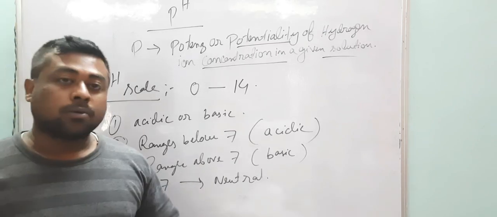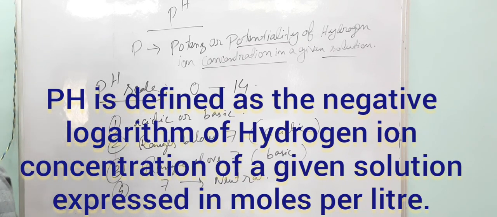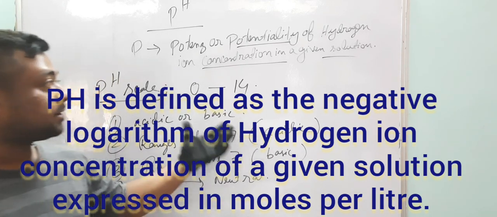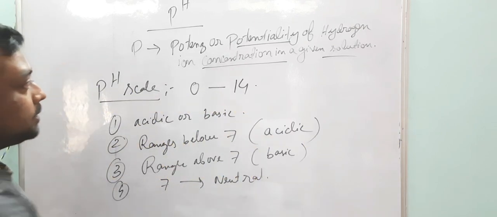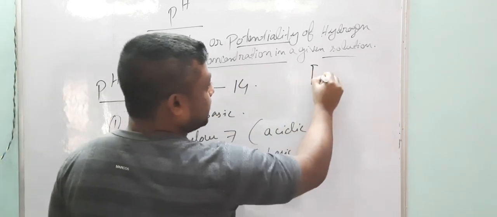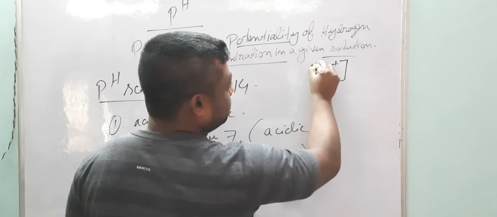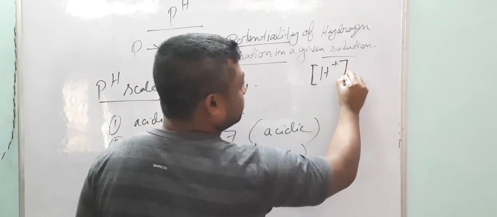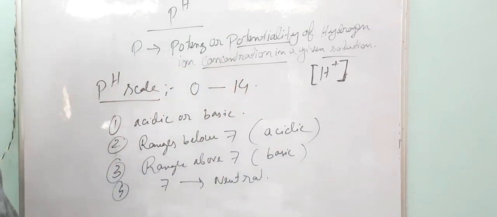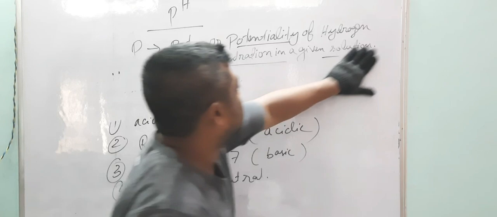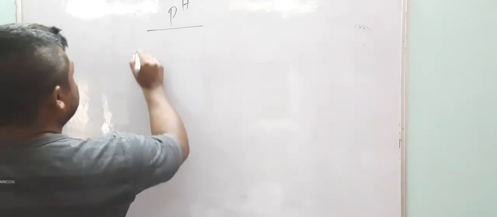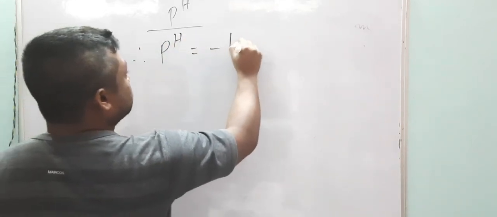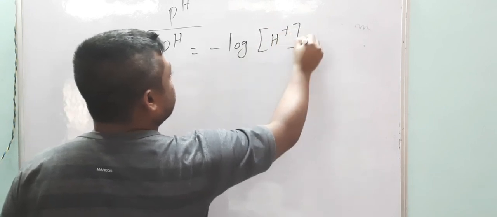Before that, how will we define the pH in terms of chemistry? In terms of chemistry, the pH can be defined as the negative logarithm of hydrogen ion concentration of a given solution expressed in moles per liter. This hydrogen ion concentration is expressed as H plus. A square bracket represents the concentration of hydrogen ion in a given solution. Therefore, pH equals minus log of H plus, that means hydrogen ion concentration.